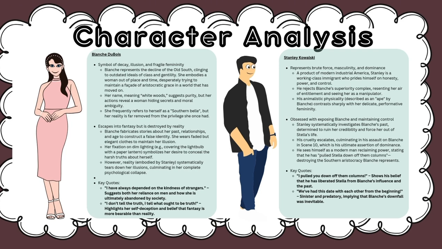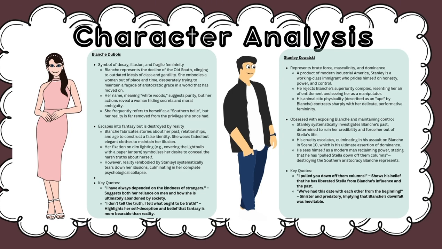Her name, meaning white woods, suggests purity, but her actions reveal a woman hiding secrets and moral ambiguity. She frequently refers to herself as a Southern belle, but her reality is far removed from the privilege she once had. She escapes into fantasy but is destroyed by reality. She fabricates stories about her past, relationships, and age to construct a false identity. She wears faded but elegant clothes to maintain her illusion.